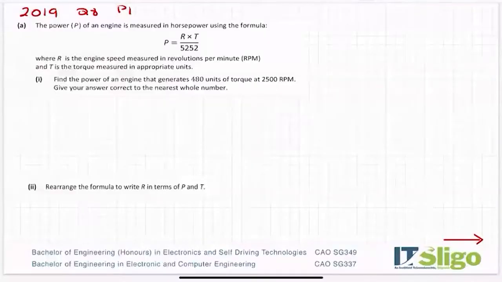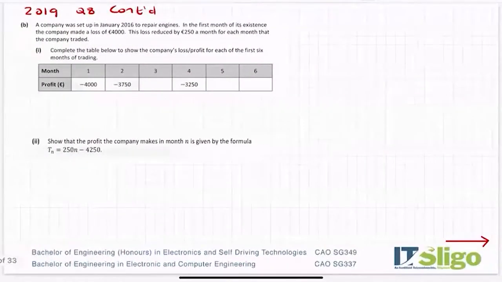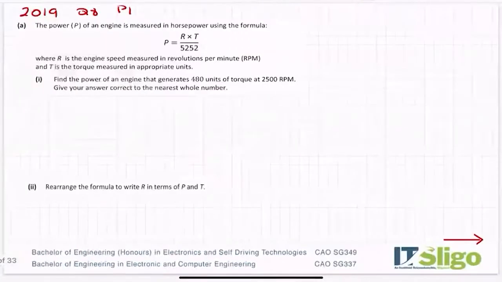Okay, 2019 question 8, Leaving Cert Ordinary Level Paper 1 was predominantly sequence and series, but started off with formula manipulation first. So let's have a look at part A. The power P of an engine is measured in horsepower using the formula P is equal to R by T over 5252, where R is the engine speed measured in revolutions per minute, RPMs, and T is the torque measured in approximate units. And don't ever mind if you don't understand what revolutions per minute or torque is. For the purpose of maths, it's just a variable or a letter.